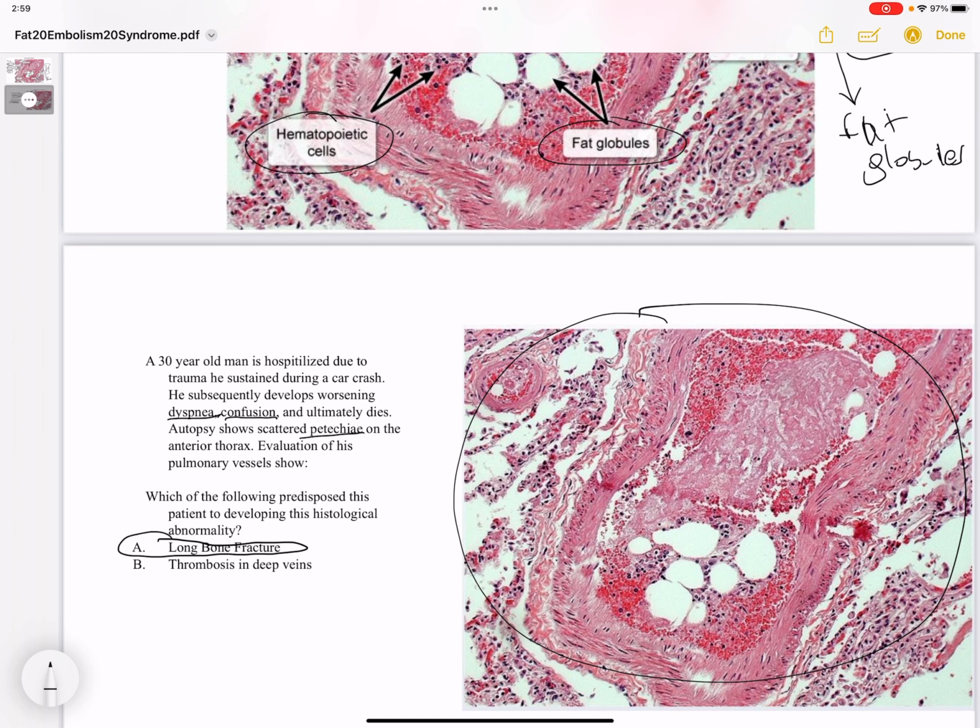It's not going to be B, thrombosis in deep veins, because this is pulmonary embolism, and with pulmonary embolism, what we can expect are coagulative necrosis and hemorrhage due to ischemia. So the answer is going to be a long bone fracture.